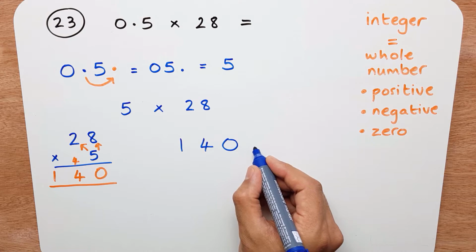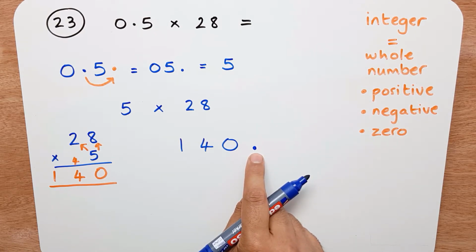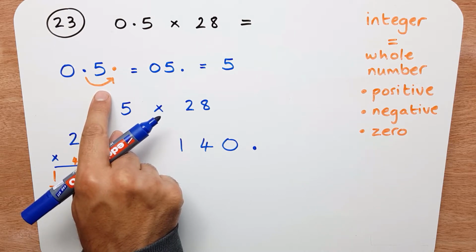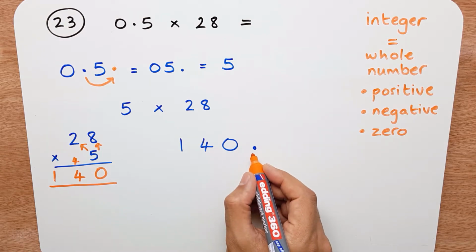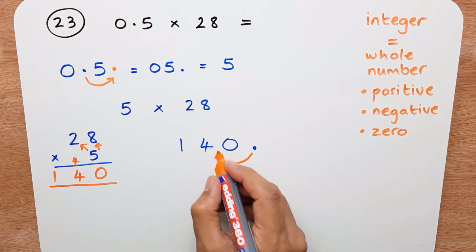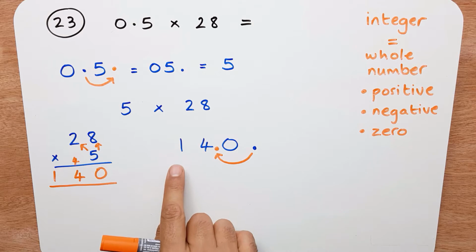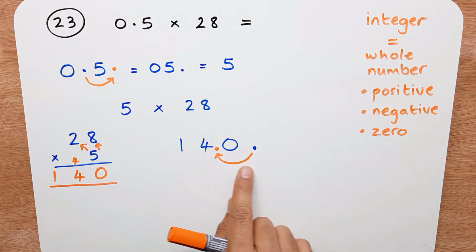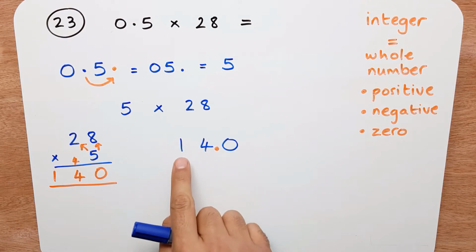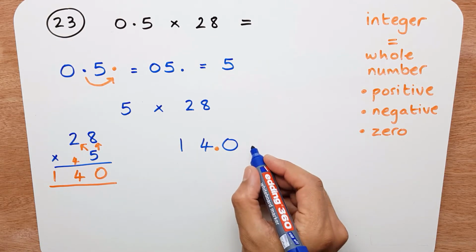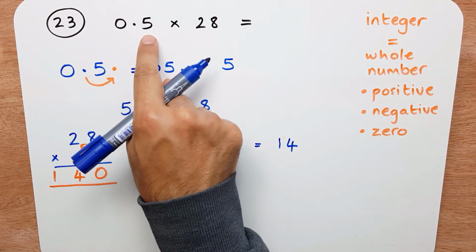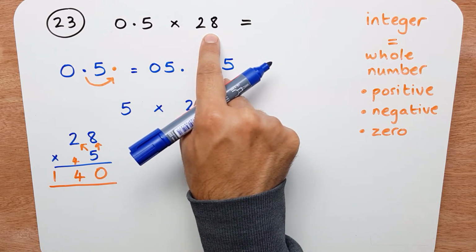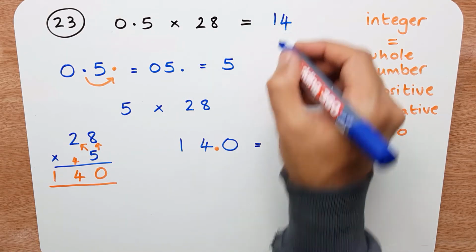Now our decimal point is here. Although it's not written, now we have to do the opposite of this. We have to undo this. This was an extra step. So what we're going to do is we're going to move this decimal point back one place. So this decimal point is going to travel this way and it's going to end up here. So now if I remove the extra bits, you can see that this is 14.0 and 14.0 is the same as 14. So 0.5 times 28 is 14.